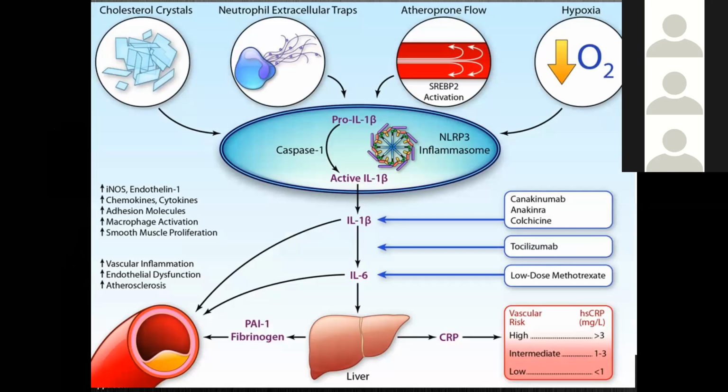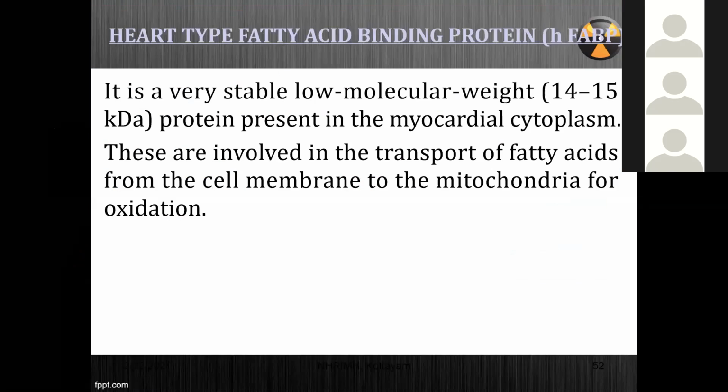Next, heart type fatty acid binding protein, H-FABP. This is a very new biomarker, we can say, but nowadays they are also following this. Normally, FABP is common. H-FABP means heart type, which is depicting the heart. It is a very stable, low molecular weight protein in the myocardial cells, in the myocardial cytoplasm. They transport the fatty acids from the cell membrane to the mitochondria.